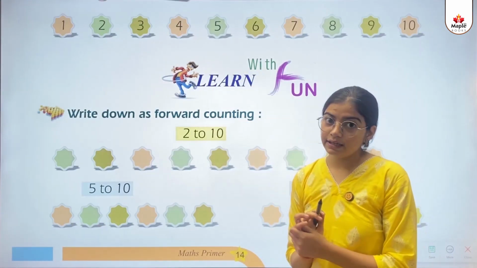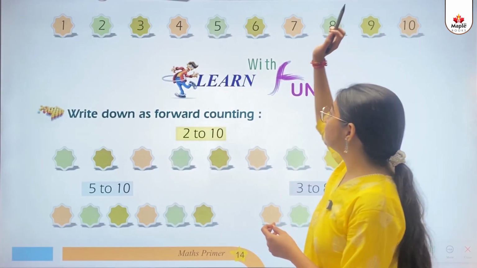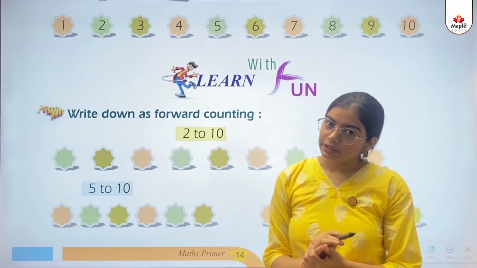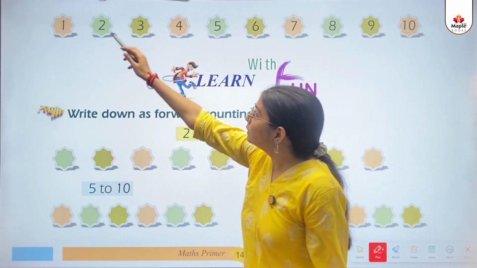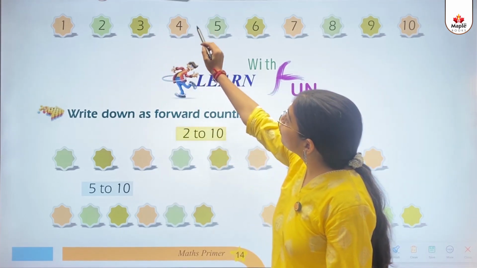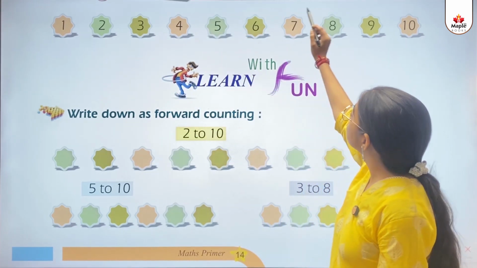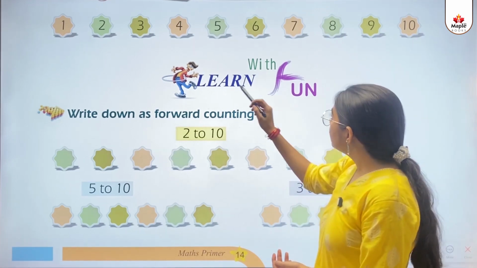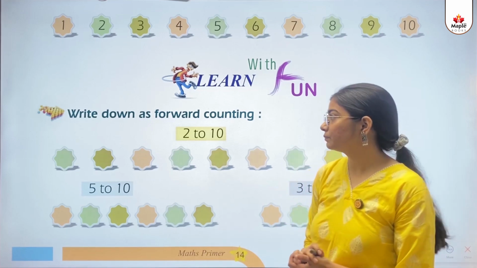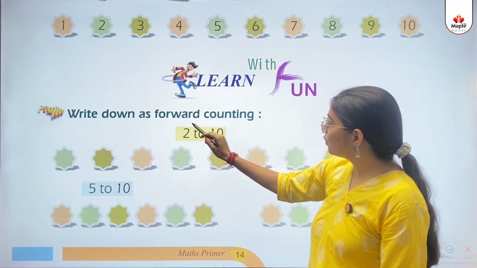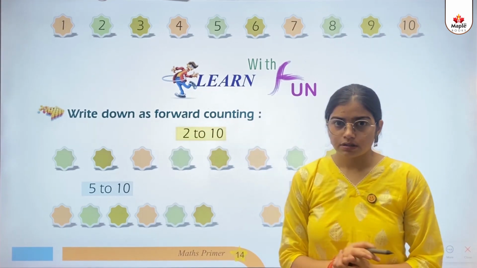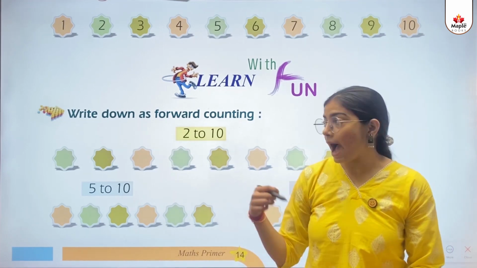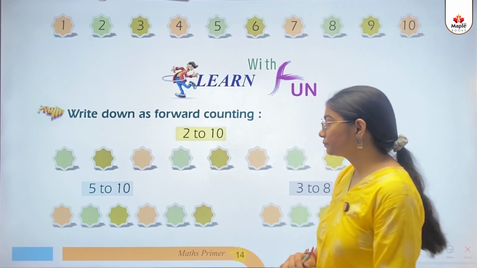As you can see, there is also counting written here. So, we will count. This is also called forward counting. 1, 2, 3, 4, 5, 6, 7, 8, 9, 10. Learn with fun. Write down as forward counting. So, in this question, we need to write the forward counting asked in the questions.